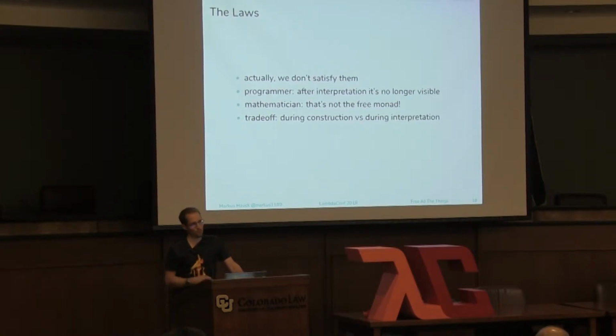So if you are a programmer, you might reason that, well, who cares? After interpretation, we will no longer be able to see it as long as the target monad satisfies all of the laws. But the mathematicians will tell you, no, then it's not a free structure. So there's actually kind of a trade-off that you can place there. And the trade-off is you can either satisfy all the laws during construction, or you can make some trade-offs for performance and only do them during interpretation.